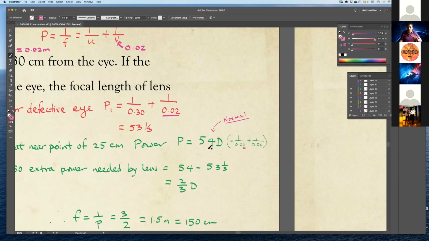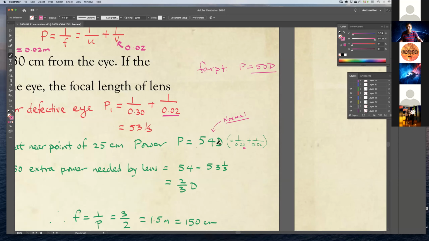This is our magic number. There are two magic numbers. For the near point, it's 54 diopters. And for the far point, the power is equal to 50 diopters. We can always show you how that happens, but not right now. You can check in the notes, you'll see it. No problem. All right, so this is the normal power for the near point.